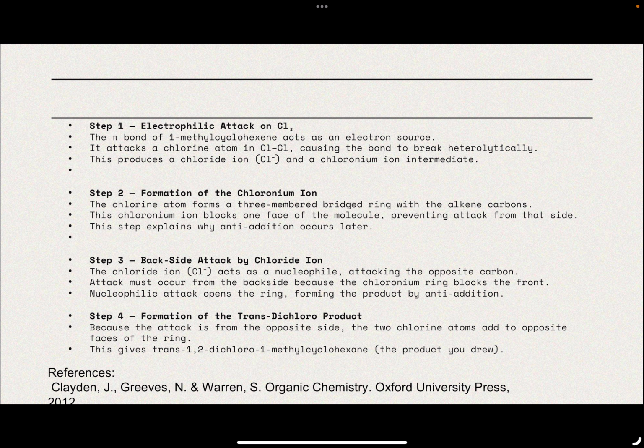The pi bond of 1-methyl-cyclohexene acts as an electron source. It attacks a chlorine atom in Cl-Cl, causing the bond to break. This produces a chloride ion and a chlorinium ion intermediate.